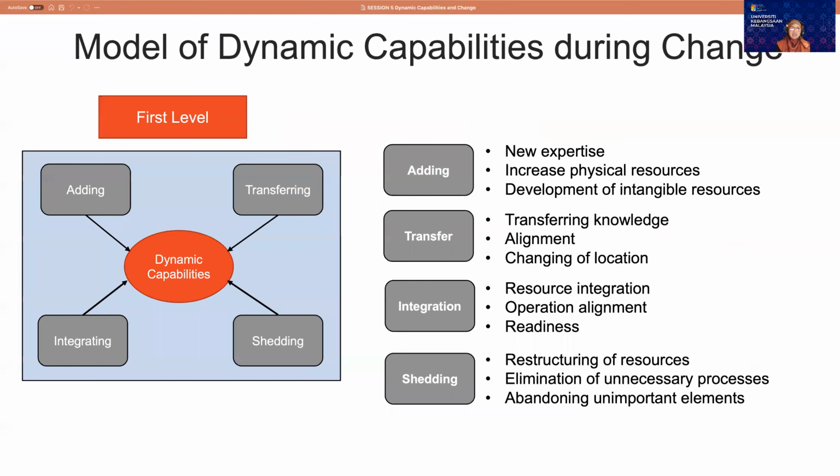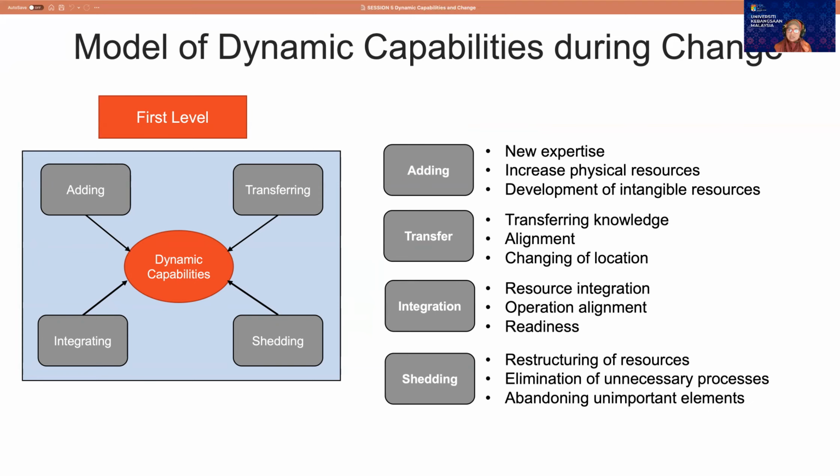Okay, and if you look at the explanation for that particular model just now, the first level is basically adding new expertise and increasing physical resources. You want to develop the intangible resources, okay? And then you also need to transfer knowledge. You share your knowledge, okay? You also maybe need to learn and unlearn, okay? And then you need to align the knowledge that you have with the requirements of the changes, okay? And in some instances, you might also need to change the location, whether physically or virtually.